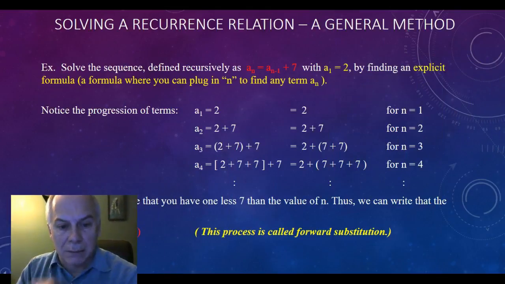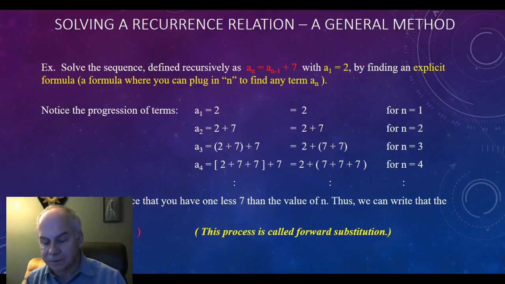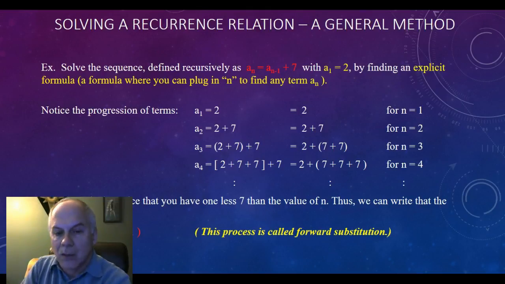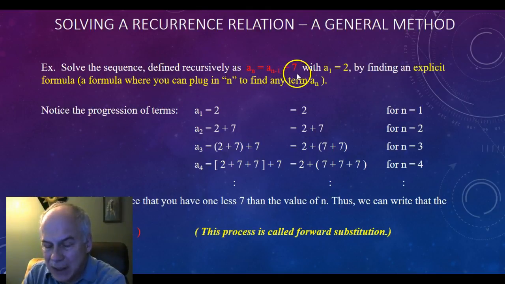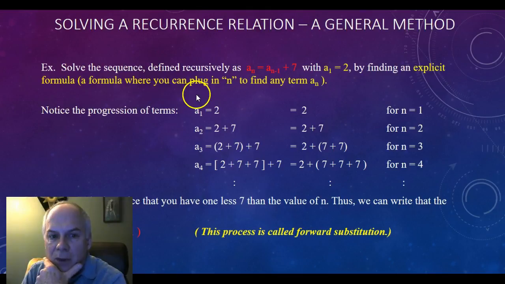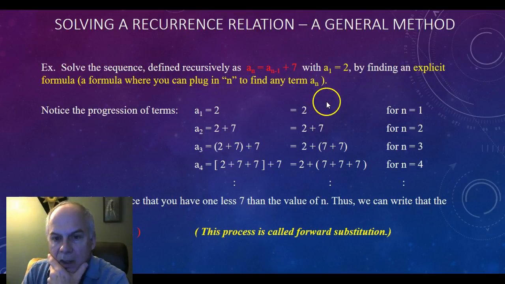Now, how would you solve a recurrence relation if you didn't know what a solution was? Well, here's an example. Solve the sequence defined recursively as a sub n equals a sub n minus 1 plus 7 with a1 equal to 2 by finding an explicit formula, a formula where you can just plug in n to find any term.